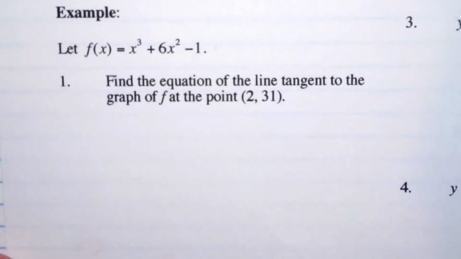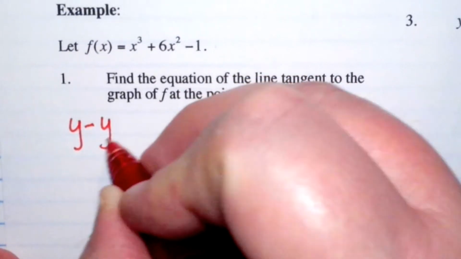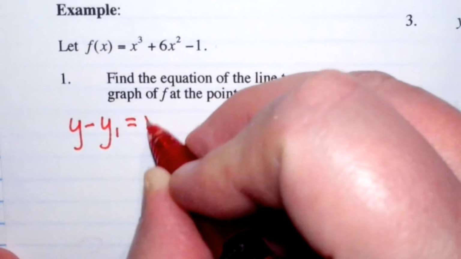So now let's do some examples where we use the derivative to talk about tangent lines. Here we're given f of x equals x cubed minus 6x squared minus 1, and we're asked to find the equation of the line tangent to the graph of f at the point (2, 31). Remember, I've recommended using the point-slope form of the equation of the line.